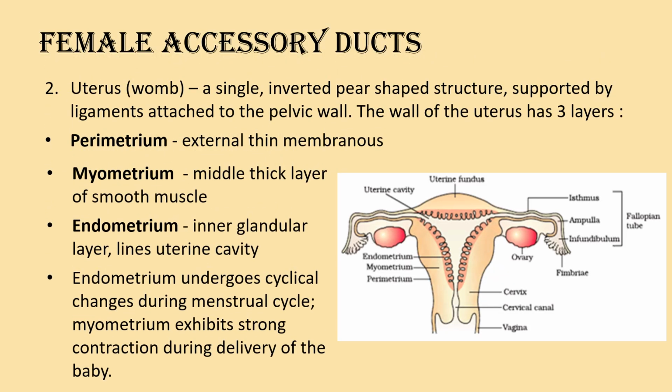Uterus or womb. It is a single inverted pear-shaped structure that is supported by ligaments attached to the pelvic wall. It has got three layers. The outermost is perimetrium that is thin and membranous. Middle layer is made up of smooth muscles known as myometrium and the innermost layer is glandular and lines the uterine cavity. It is known as endometrium. Endometrium also undergoes cyclic changes during menstrual cycle that we'll be discussing later in this video, and myometrium, it exhibits contraction during the delivery.